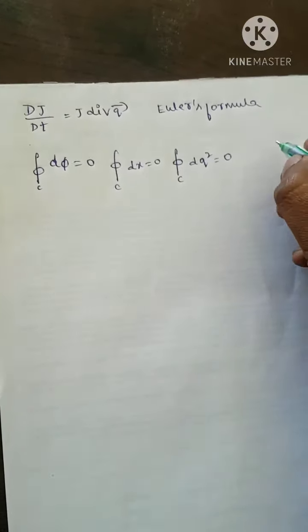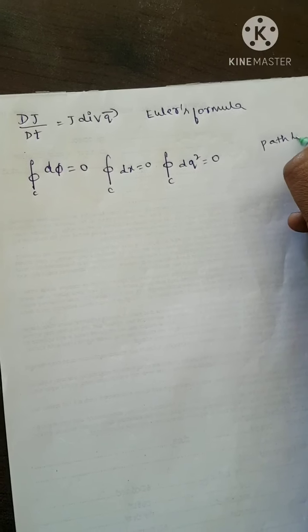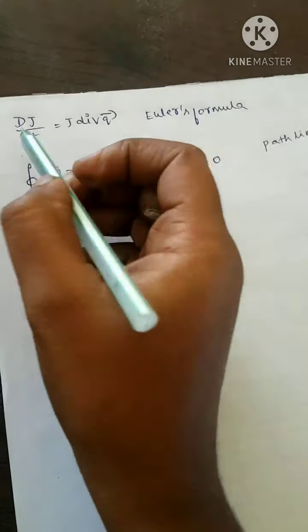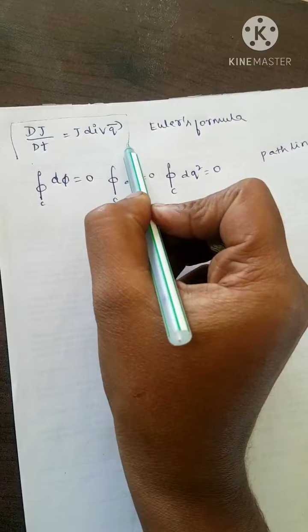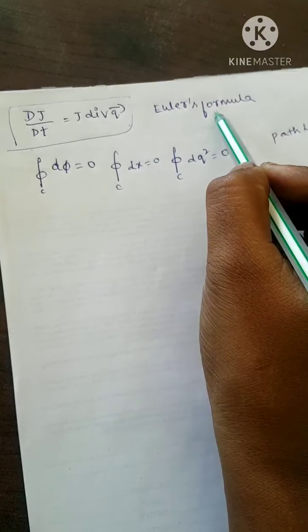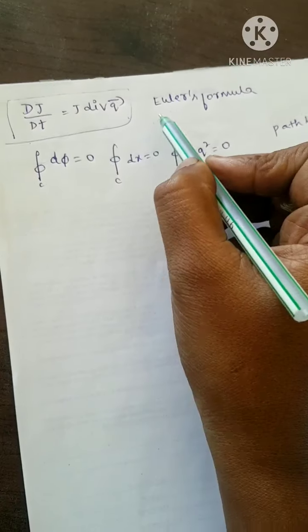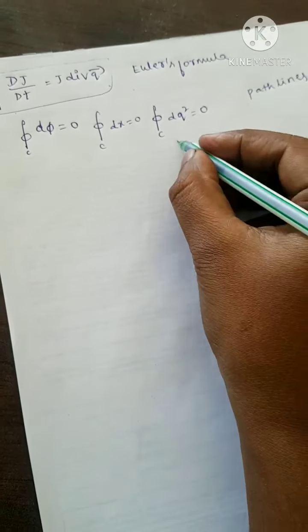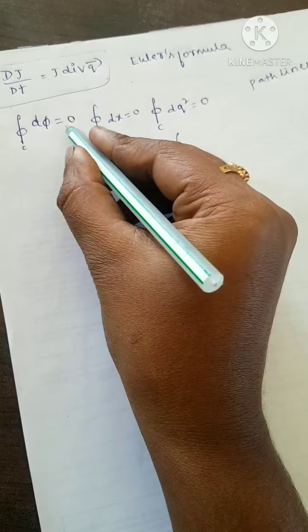In the previous class, you have learnt about the path lines and the streamlines. And remember, dJ by dt is equal to J into divergence of q. This is called Euler's formula, and you don't have the proof in your syllabus. And the integral over any closed curve will be equal to 0.